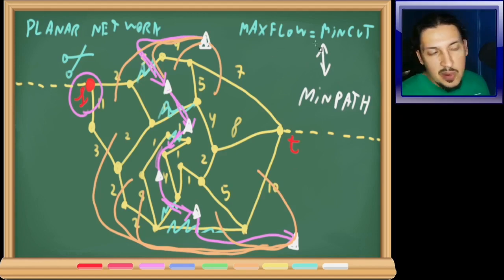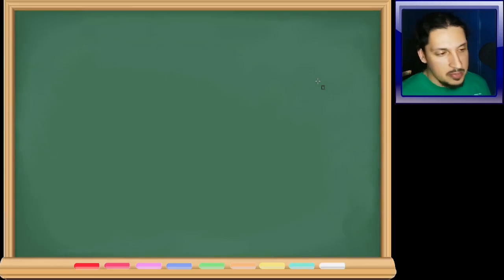We know that max flow, which equals min cut, dualizes into min path and vice versa. If you want to calculate min paths, those are related to min cut in the dual graph by the process that we have already seen. So let's study another pair of concepts.